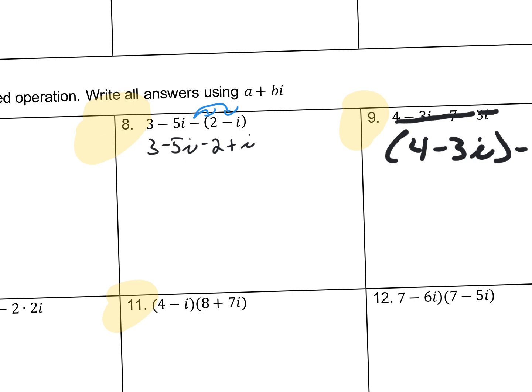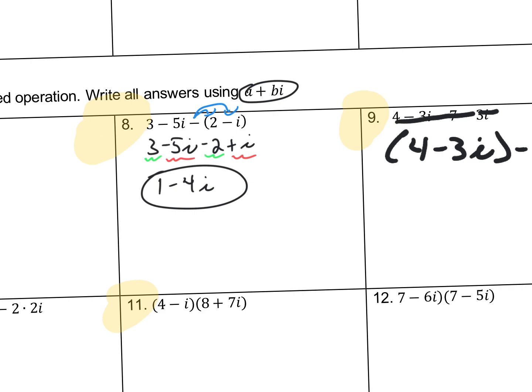So we have some like terms here. We have 3 minus 2. Well, 3 minus 2 is just 1. Then we have a -5i plus a 1i, and that's going to be -4i. So that would be 1 minus 4i would be our answer. And again, it's in that a + bi format.